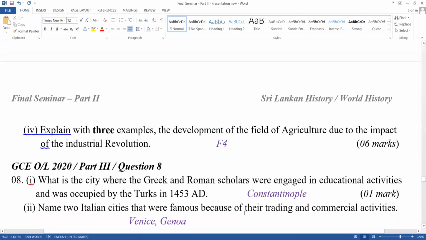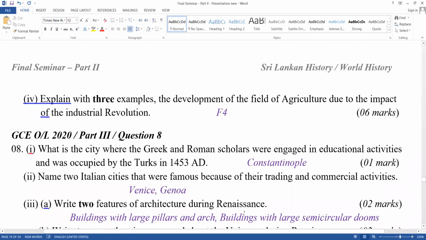Name 2 Italian cities that were famous because of their trading and commercial activities: Venice and Genoa. And write 2 features of the architecture during the Renaissance. Buildings they started constructing with large pillars and arcs. Earlier than that, they could not do such creations. And buildings with large semicircular domes came with the Renaissance. Earlier, conical roofs could be seen. Only they were making conical roofs.